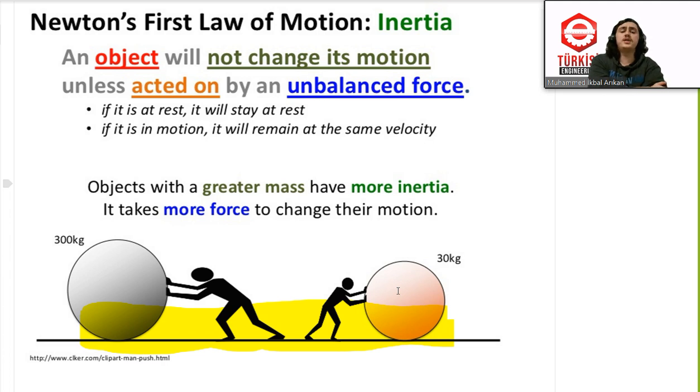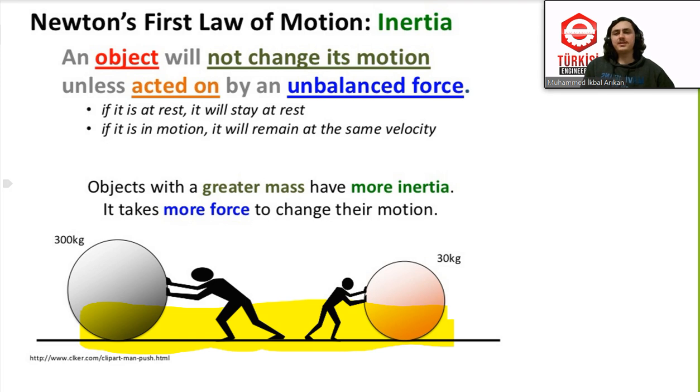Because of its inertia, if it's moving, it will keep moving in the same direction at the same velocity until a net force acts on it. What about if the initial state of the truck was at rest? It will be very difficult to give the first push for this truck to move. So that means more inertia comes from more mass. So this is the first law.